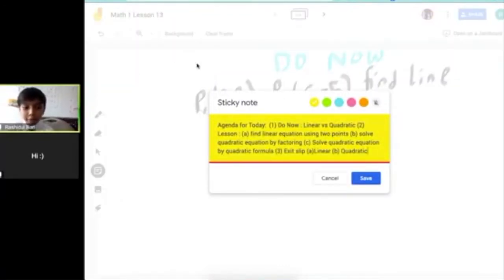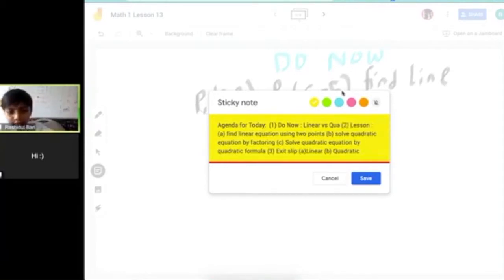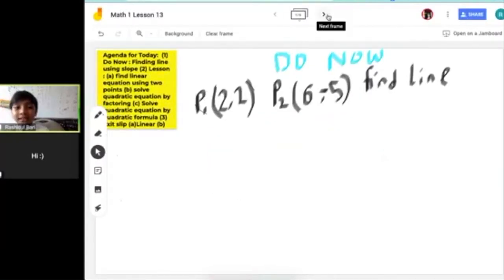So, first, for the do now, we'll have a linear versus quadratic. This looks like finding a line. Finding linear equation using 2 points, solving the quadratic equation by factoring, and solve the quadratic equation by quadratic formula. And for the exit clip, we'll do the linear and quadratic. Just test out your ability in them one more time. Now, we'll start with the do now.